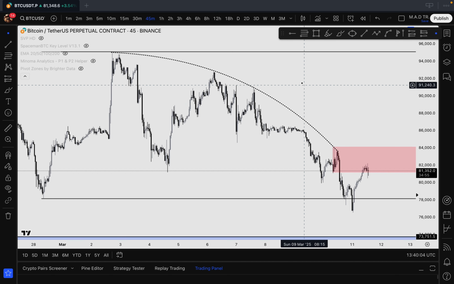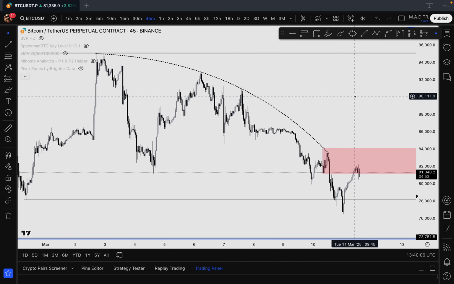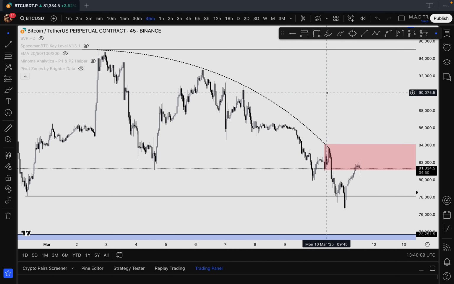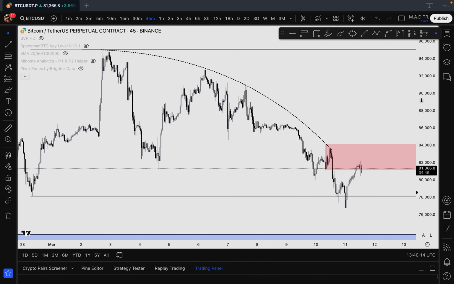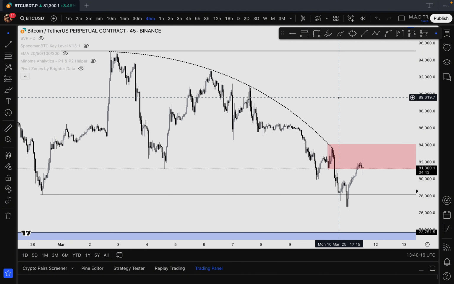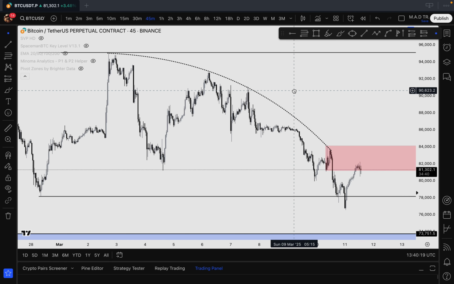First of all, it's important that you know what the P1s and P2s are. So definitely go check out the former videos if you haven't, because without that knowledge, it will be a bit difficult to understand what the pivot zones are. So let's get into it.